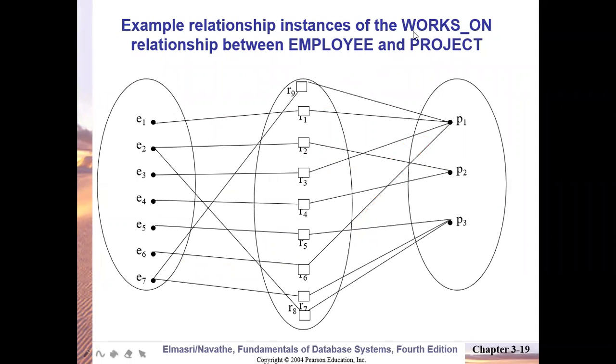Works on. It's written here: Employee works on project. So again, you can see here multiple employees are working on the same project. And sometimes this E2 is working on two different projects. He's working on P2 as well as on P3 also. So that is also possible. It depends on what structure is followed in your organization.